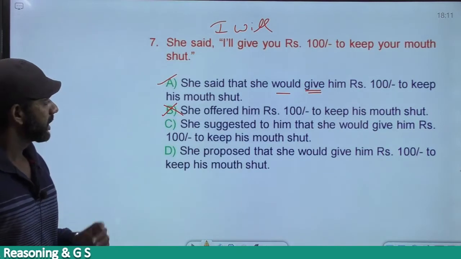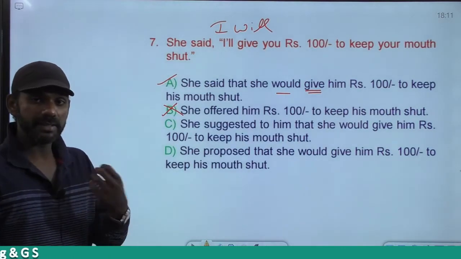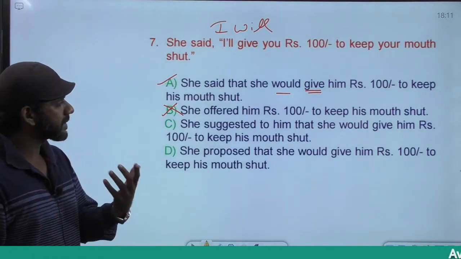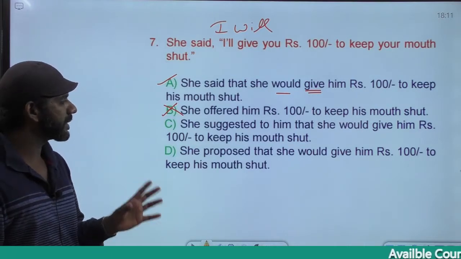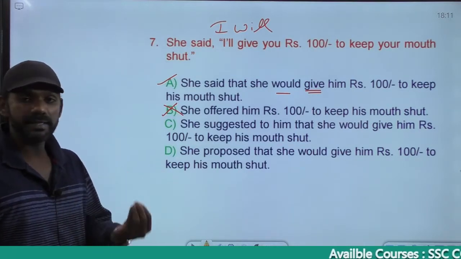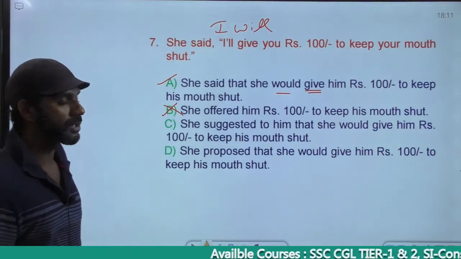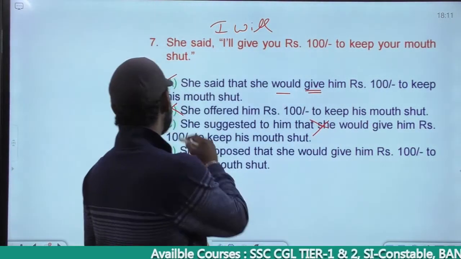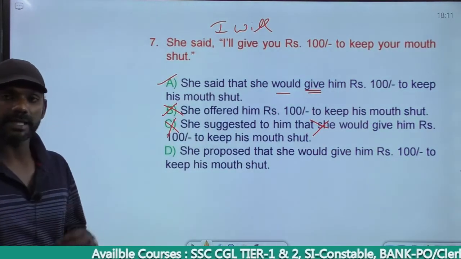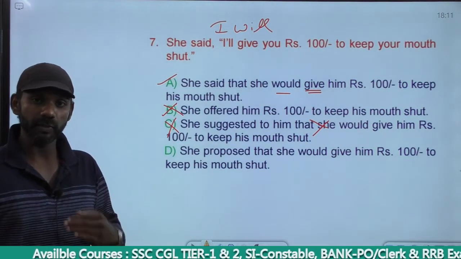Come to option C. She suggested to him. Suggested to him is a correct usage. She suggested to him that she would give him 100 rupees to keep his mouth shut. Suggestion will be followed by should. Should is not there in the statement. So based on that, option C is eliminated. Let becomes should. Us becomes be.